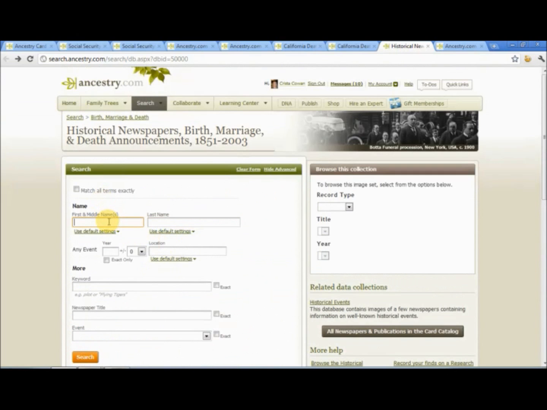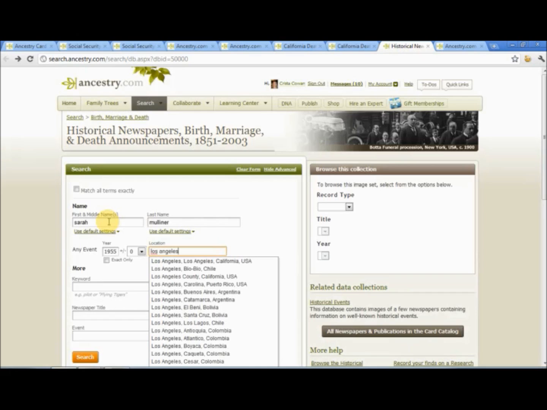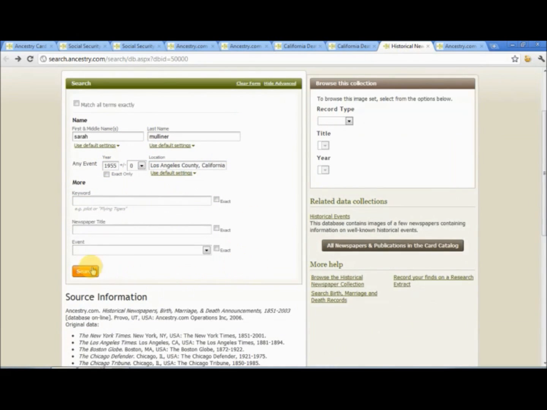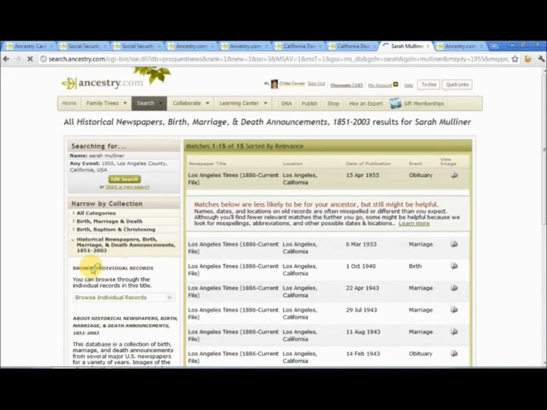Now, I'm going to search again for that same grandmother. Now that I know that she died in 1955 and that she died in Los Angeles, I can narrow my search down here in this database to just Sarah Moliners, who had a death in 1955 and were living in Los Angeles County. When I click search, you'll see that the very first entry that comes up is a Los Angeles Times obituary from the 15th of April, 1955. That's the right time period.